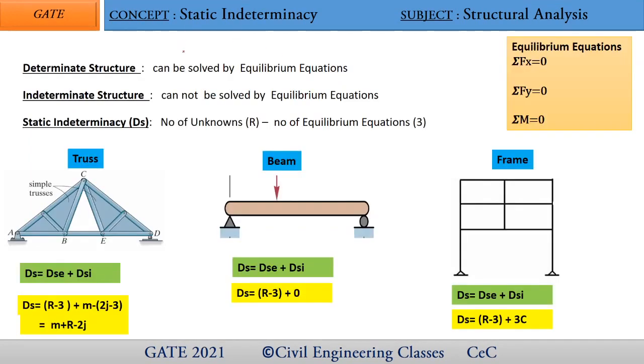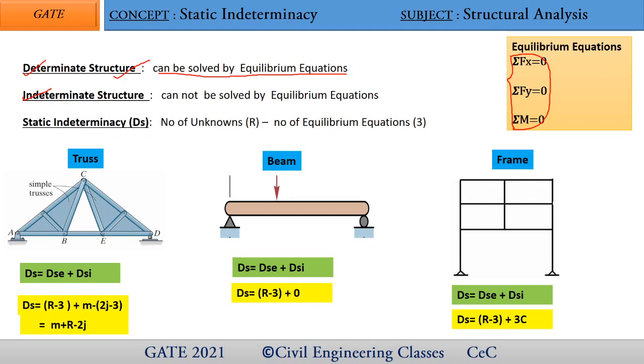So first of all we should understand what is the determinate structure and indeterminate structure. So there are two types of structures, one is determinate and the other indeterminate. We can find the definition of a determinate structure: it can be solved by only equilibrium equations. So we know that there are three equilibrium equations, that is sigma Fx equal to 0, sigma Fy equal to 0, sigma M equal to 0. So if any structure can be solved using these three equilibrium equations, that is called a determinate structure.